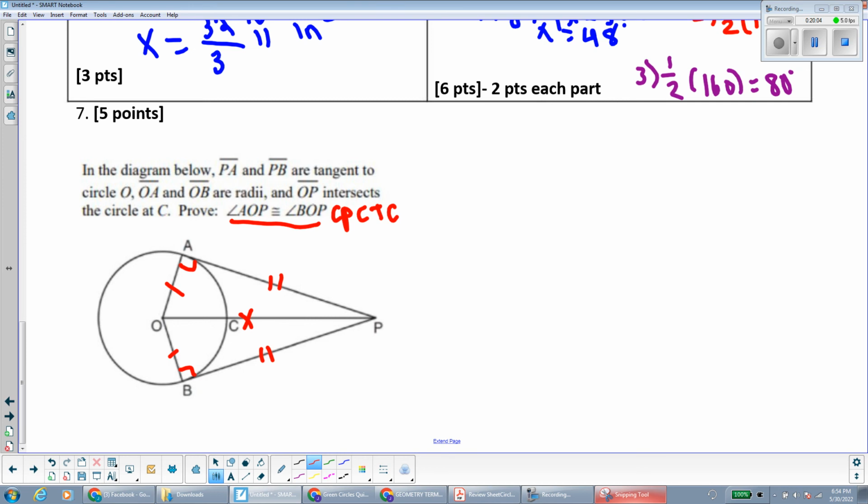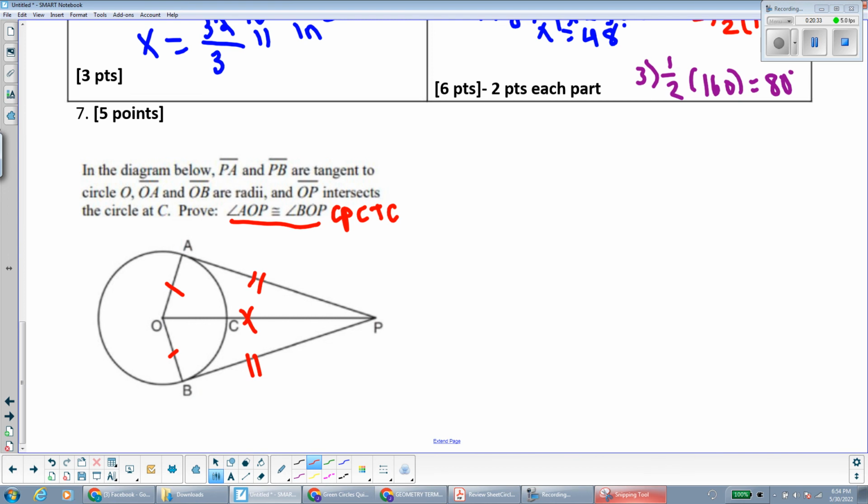Another thing that people were doing with HL that was incorrect is people were trying to prove HL without having hypotenuses. Part of HL is the H, and H stands for hypotenuse. So make sure that you do have the hypotenuse if you are using HL. Okay, so I'm going to erase everything that I am not using.